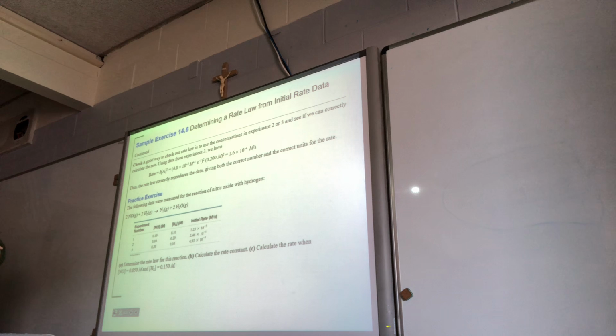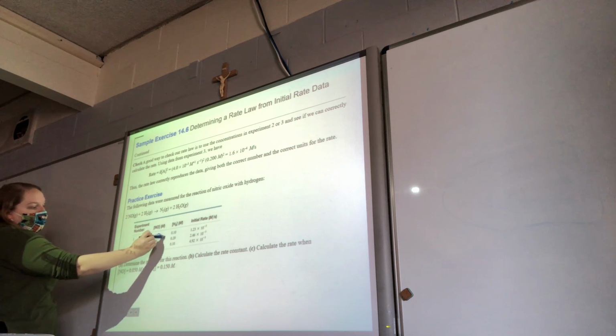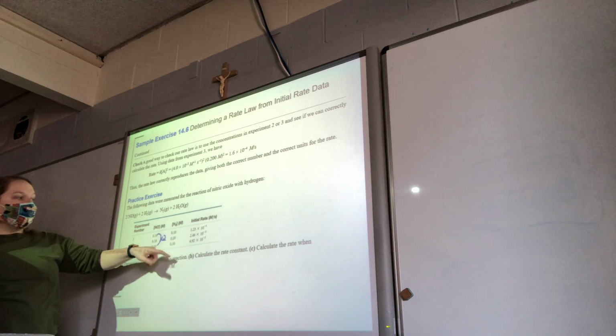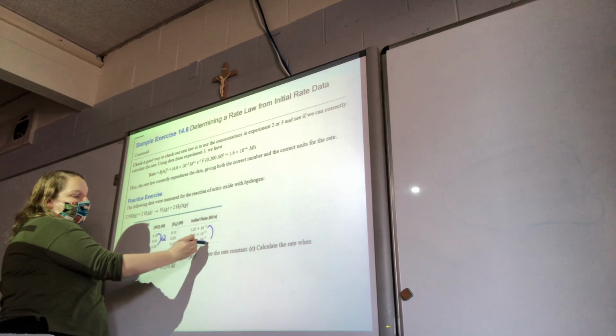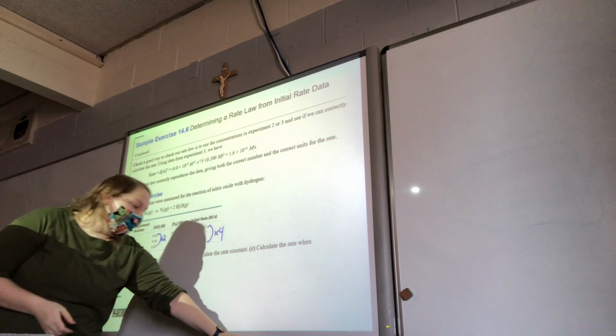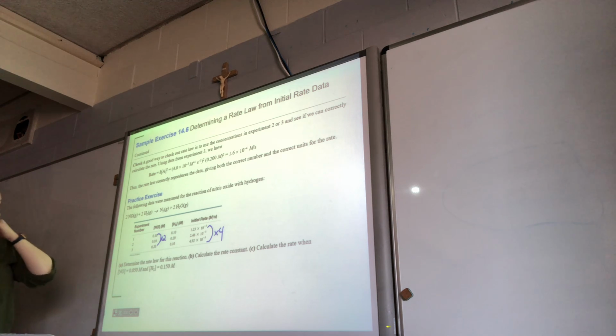So which two did you use for, let's just do the rate law. Which two did you use for NO to look at it change? 1 and 3. So from 1 to 3, it multiplied by 2. H2 stayed the same, just make sure you double check. How does the rate change from here to here? By 4. Okay.